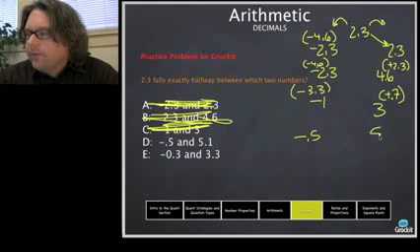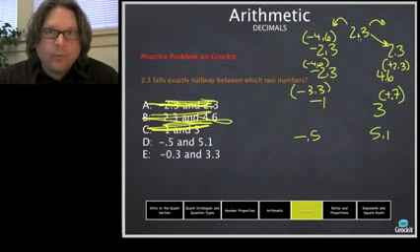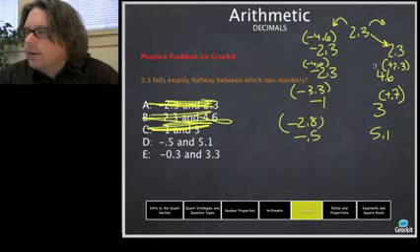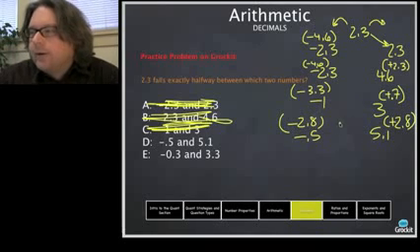Negative 0.5 and 5.1. So to get here, we subtract 2.3, and then another 0.5 on top of that. So this is minus 2.8. To get here, it's very interesting here. You simply add 2.8. 2.8 plus 2.3 equals 5.1.